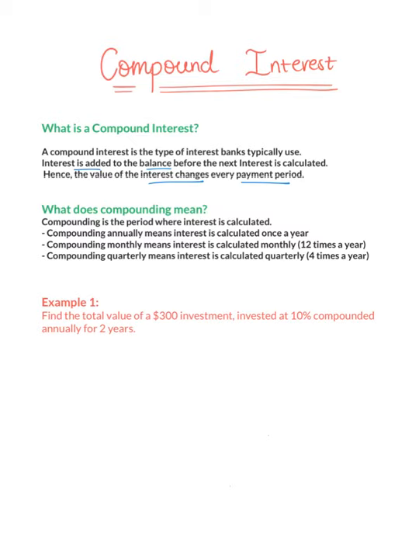So what does the term compounding mean? It means that the interest is calculated within a given period. So compounding means the period where interest is calculated. So if we are given the term compounding annually, this means that interest is calculated only once a year.